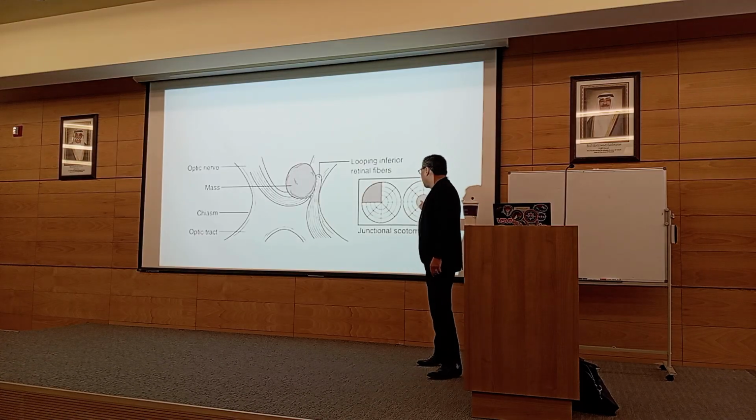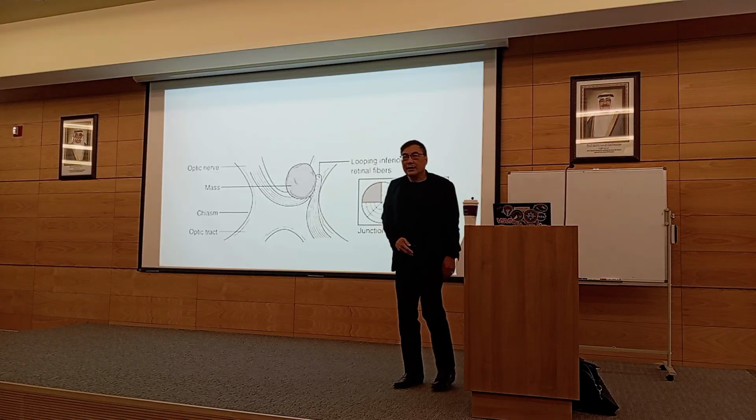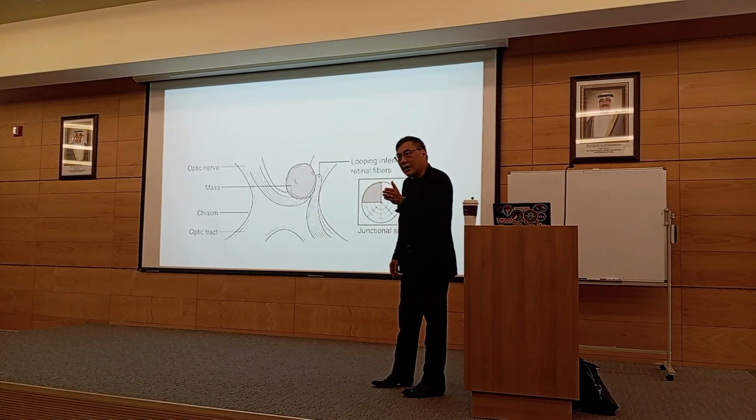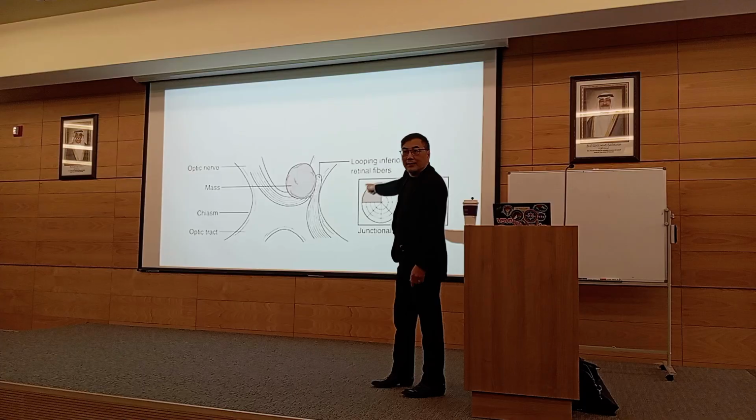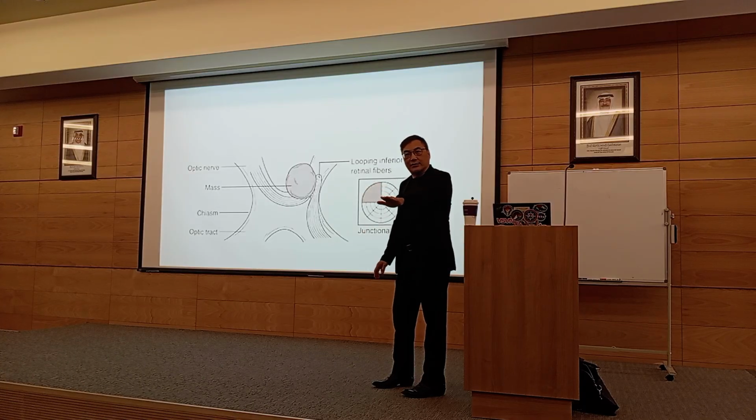And so it's super dangerous because this person's going to be complaining about central loss here and say they're counting fingers, and they have an RAPD, and you're not going to want to test the other eye. In fact, when you try to test the other eye, they're going to say, hey, doc, why are you testing that eye? This is the bad eye. But what if you find that? That's almost always a compressive lesion.